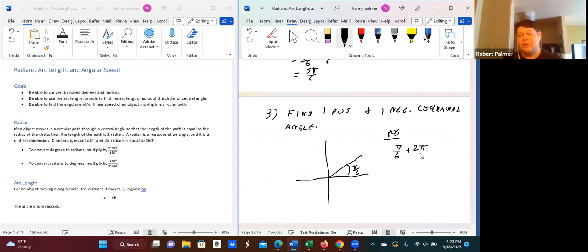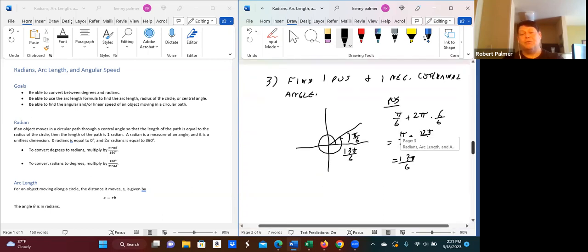Okay, the same thing. We need to write this as something over 6. So multiply the top and bottom of this by 6. And so it's going to be pi over 6 plus 12 pi over 6. And that's going to be 13 pi over 6. So we start here and go all the way around and come back. That angle then is 13 pi over 6. That's a positive coterminal angle. Positive meaning it goes the positive direction.